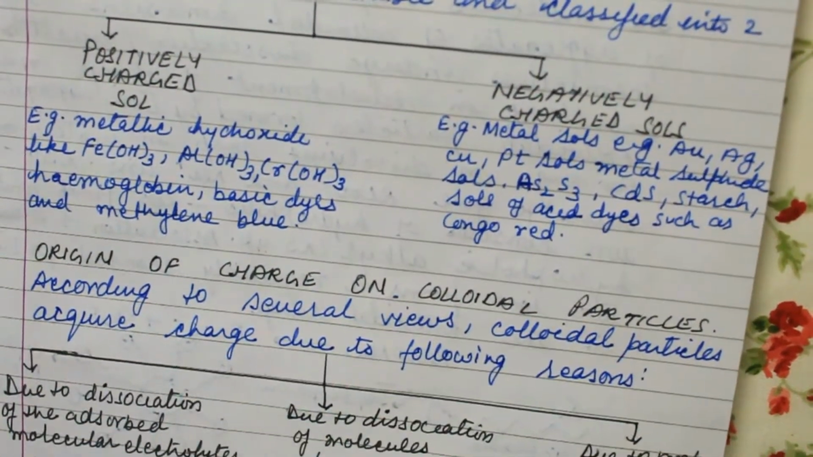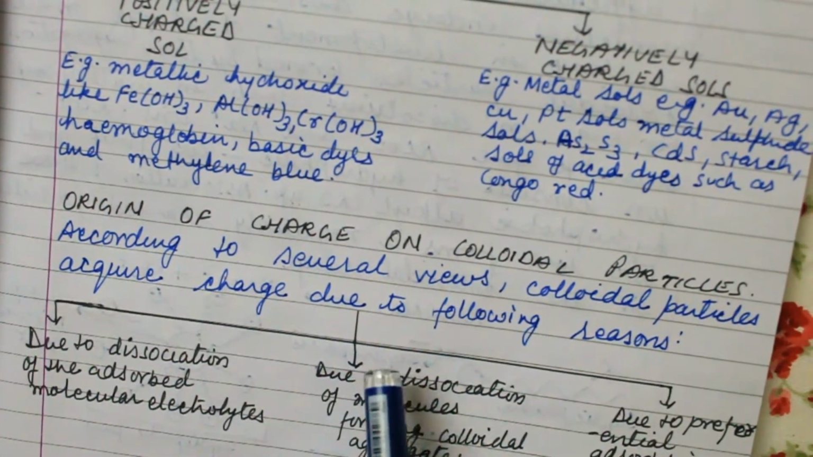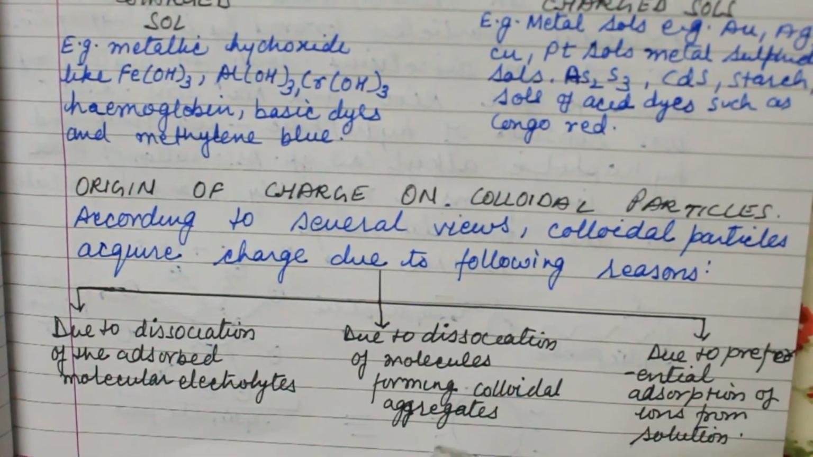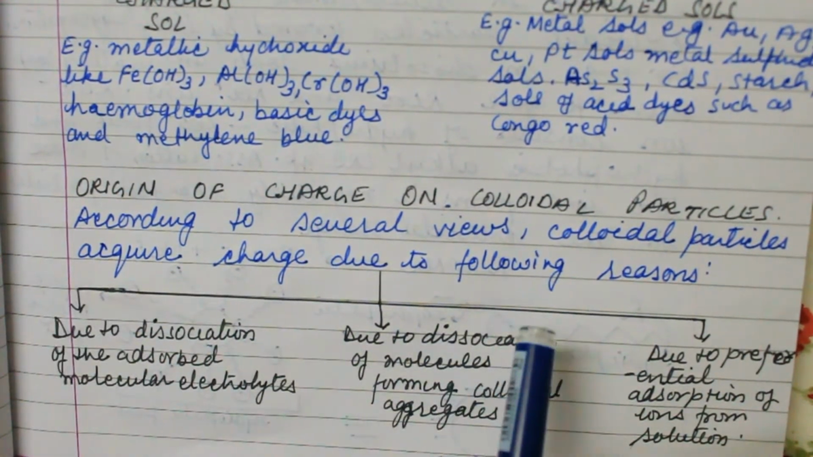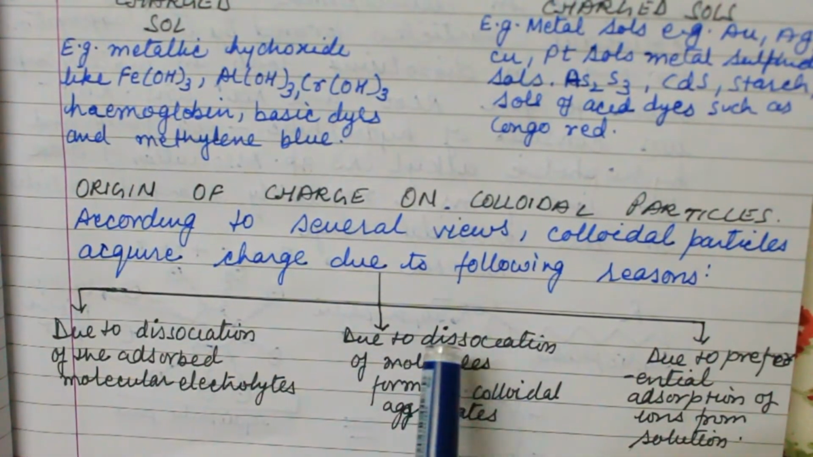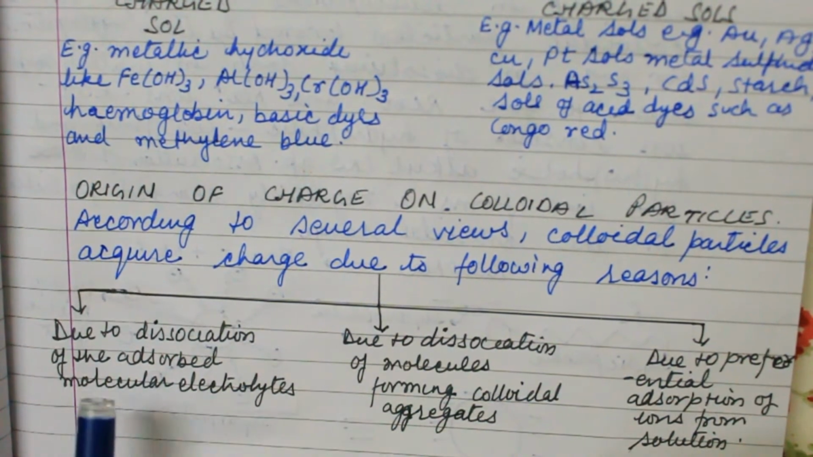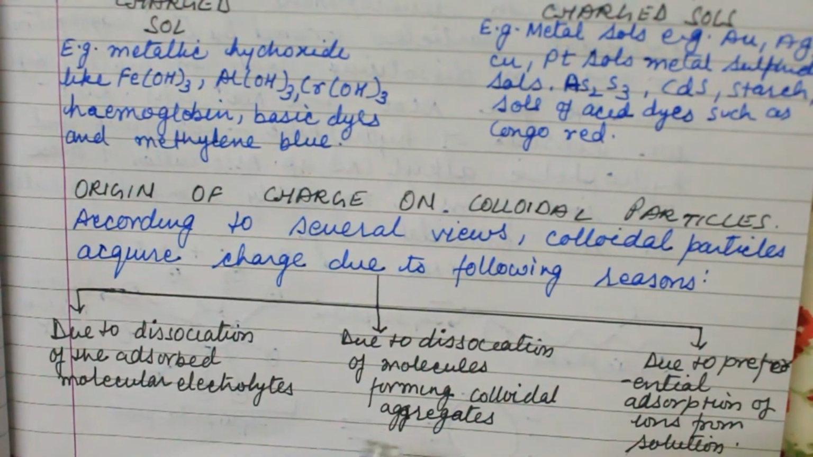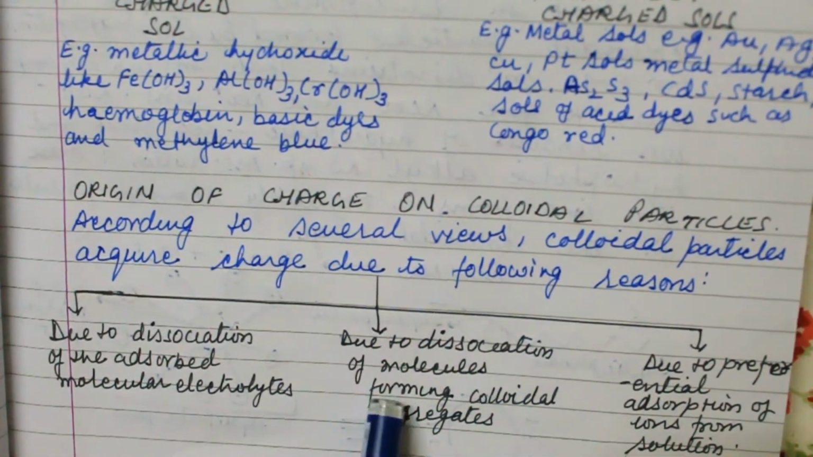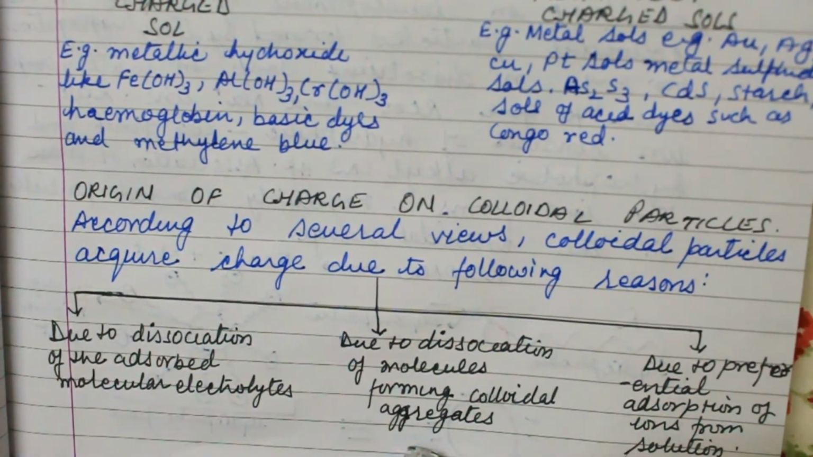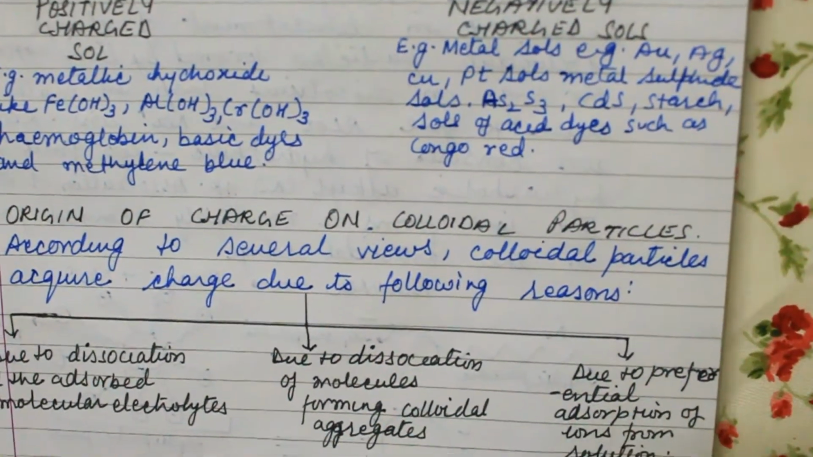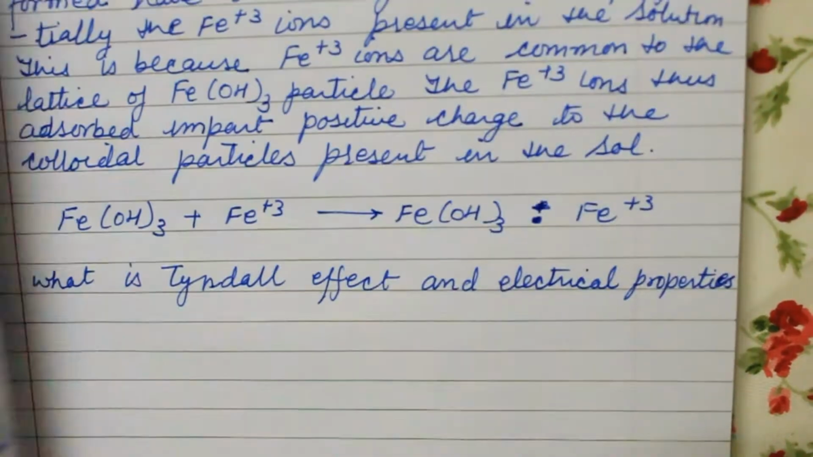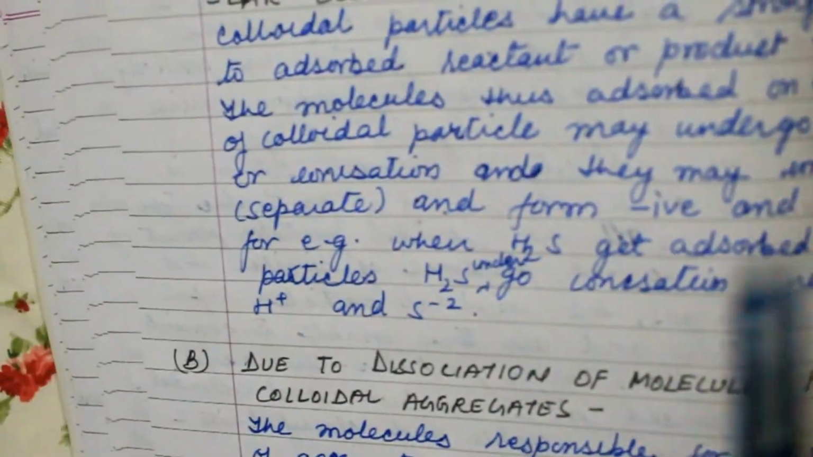So what is the origin of charge on the colloidal particle? How does the charge originate on the colloidal particle? According to several views, colloidal particles acquire charge due to the following reasons. First reason is due to the dissociation of adsorbed molecular electrolyte. Second reason is due to the dissociation of molecules forming colloidal aggregates. Third reason is due to the preferential adsorption of ions from solution. So we can discuss each topic one by one.